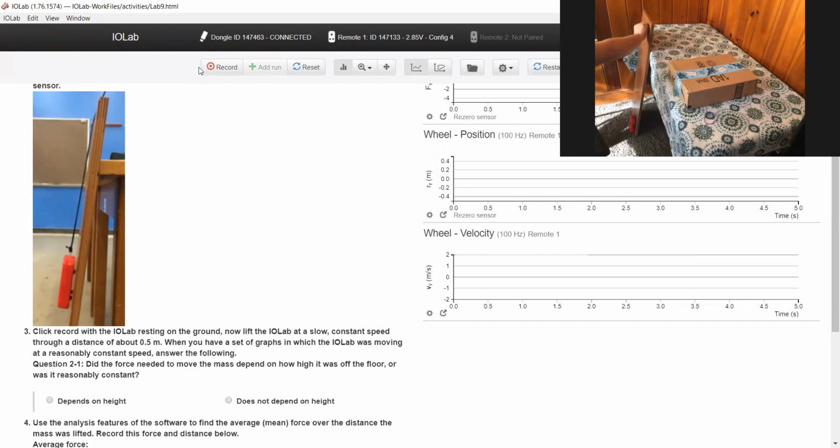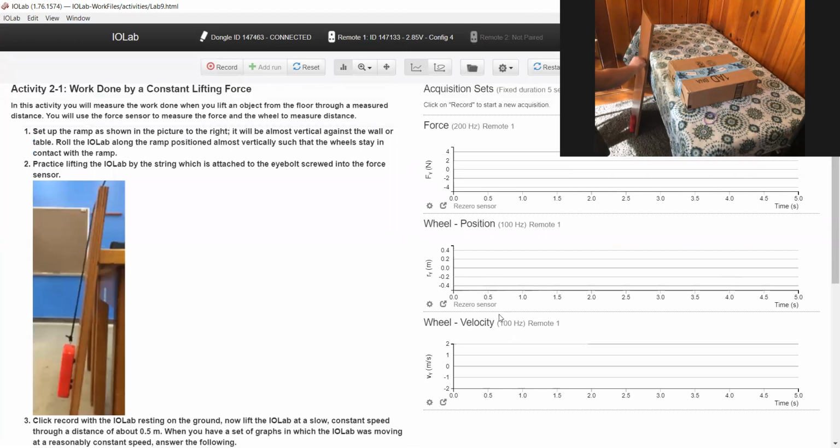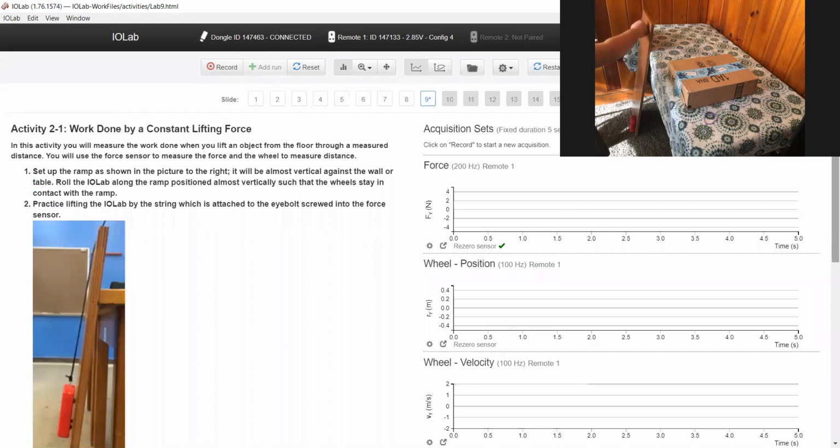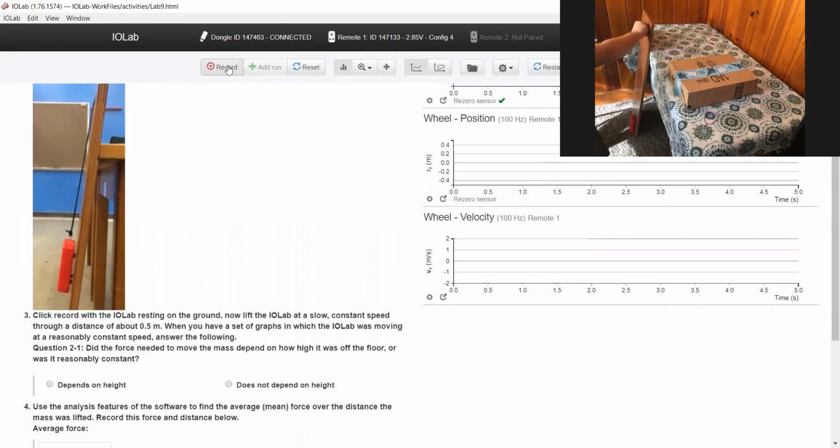Okay, keep it there. Now I have already zeroed it before it started. If you want, you can do it again, with no force being applied, re-zero the sensors. Down. Okay, and then ready to go. Following this step here, I'll click on record, and then I will lift it slowly and steadily to around 0.5 meter. Okay, so we have to make sure the velocity is constant. Let's do it.